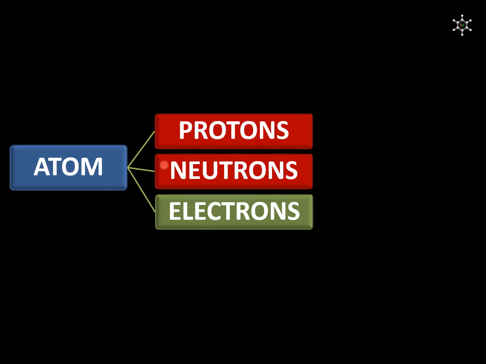An atom consists of protons, neutrons and electrons in it. Among these three, protons and neutrons are present inside the nucleus at the center of atom. Electrons will be revolving around the nucleus.